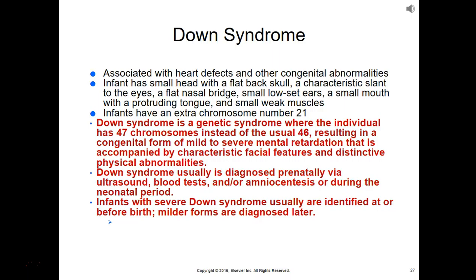A couple of notes here on Down syndrome for you. Down syndrome is a genetic syndrome where the individual has 47 chromosomes instead of the usual 46. This results in a congenital form of mild to severe mental retardation that is accompanied by characteristic facial features and distinctive physical abnormalities. Down syndrome usually is diagnosed prenatally via ultrasound, blood test, and/or amniocentesis, or during the neonatal period. Infants with severe Down syndrome usually are identified at or before birth, and the milder forms sometimes are diagnosed later.